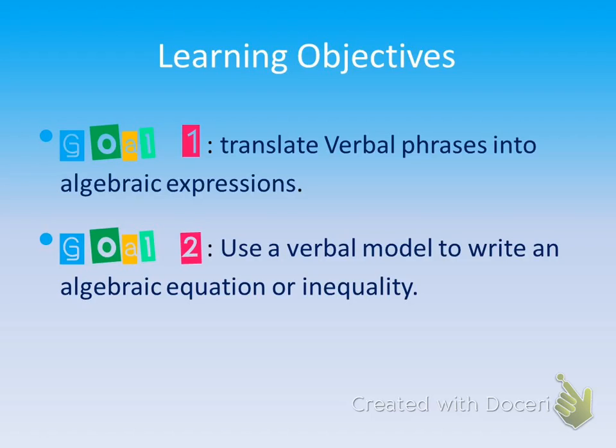Our second goal is to use a verbal model or a sentence to translate an algebraic equation or inequality. Basically, that means a problem with an equal sign or an inequality sign, like 3 plus x equals 75. That is an equation. Or 3 plus x is greater than 75. That's an inequality. It gives us an entire problem, and I can say, oh, x is 72, okay?